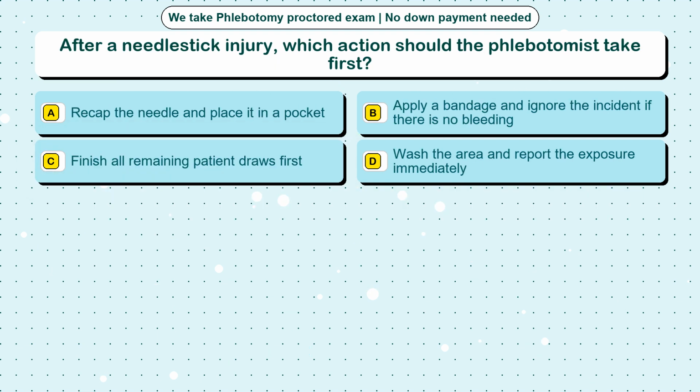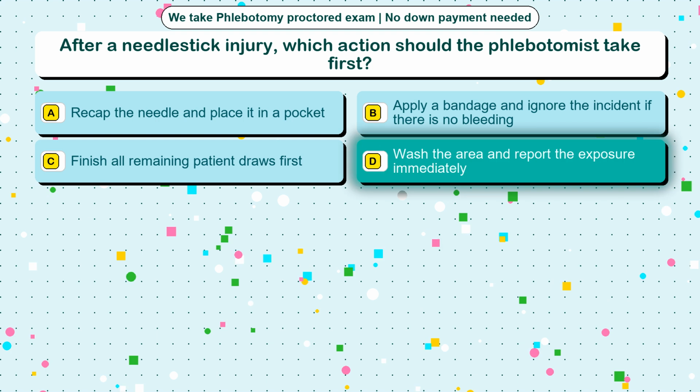Question 16. After a needle stick injury, which action should the phlebotomist take first? Option A. Recap the needle and place it in a pocket. Option B. Apply a bandage and ignore the incident if there is no bleeding. Option C. Finish all remaining patient draws first. Option D. Wash the area and report the exposure immediately.